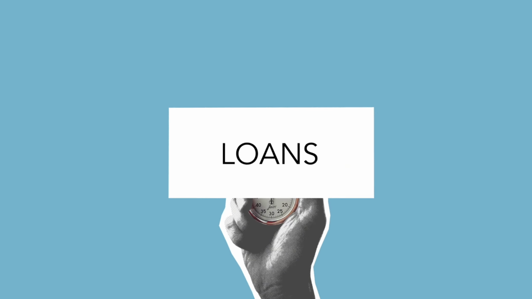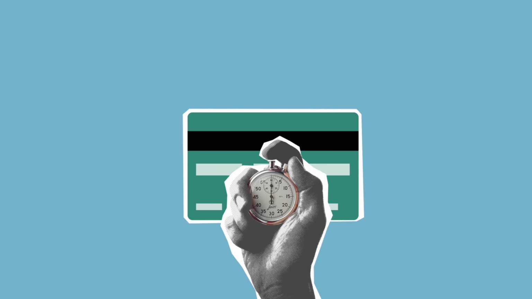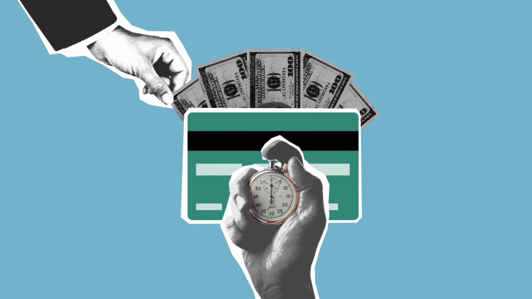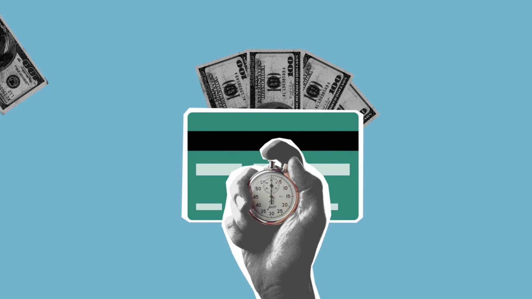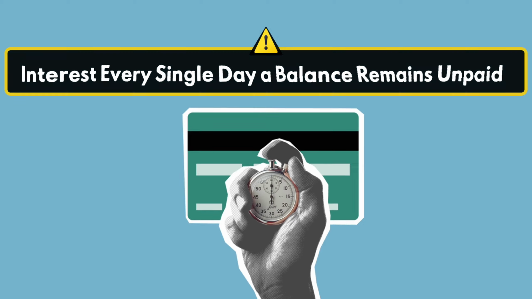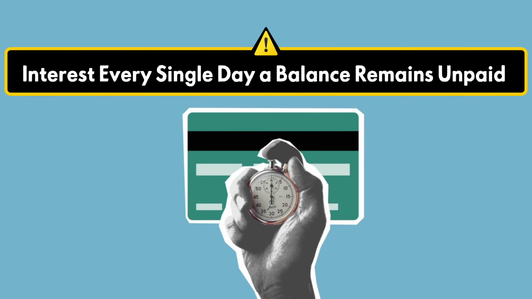Interest is calculated using the annual percentage rate, commonly called the APR. Although the rate is quoted yearly, it is applied daily to the balance. A typical card with a 20% APR effectively charges interest every single day that a balance remains unpaid.